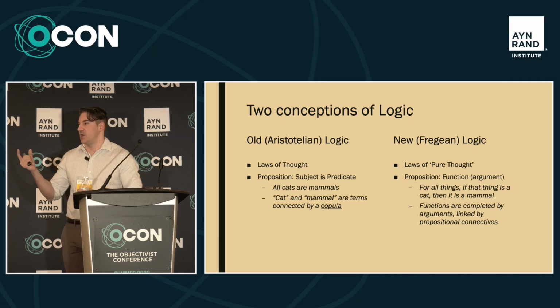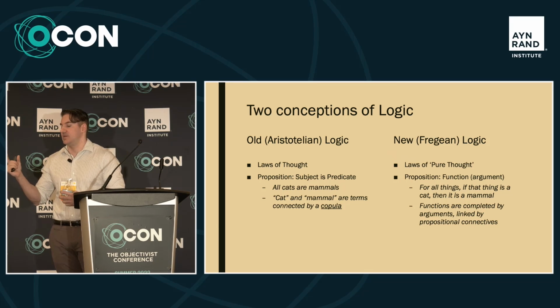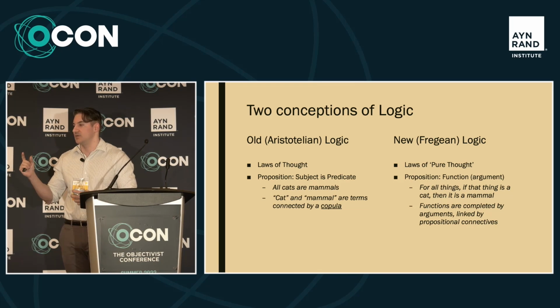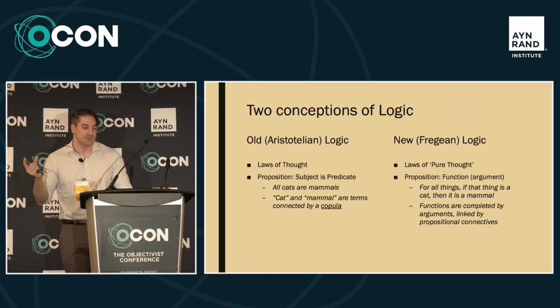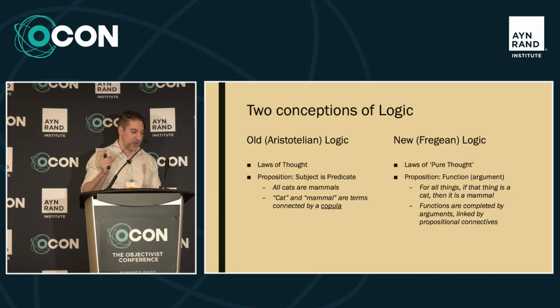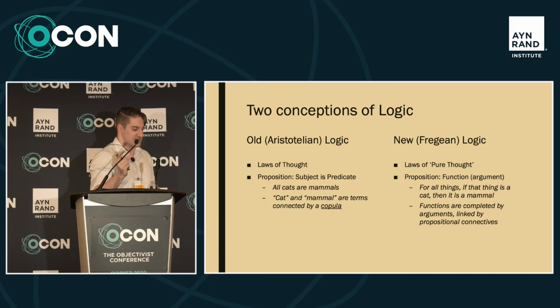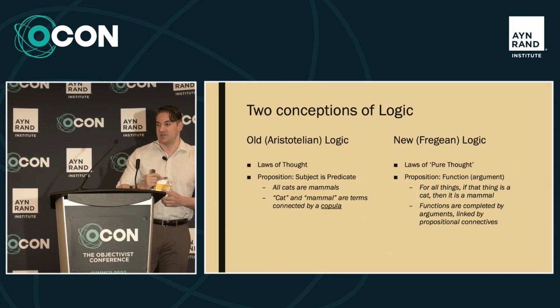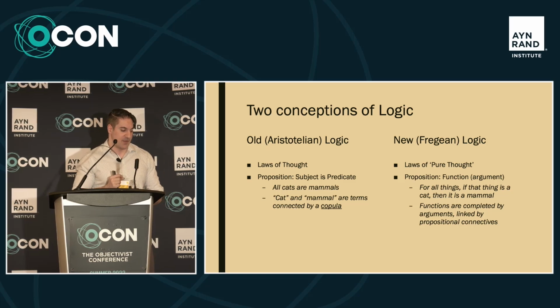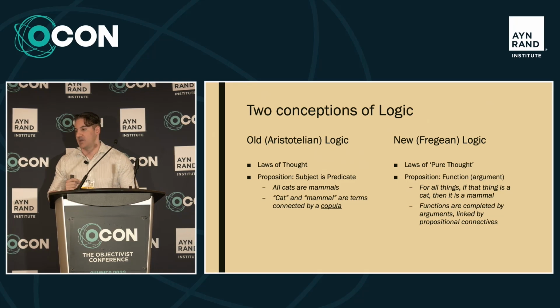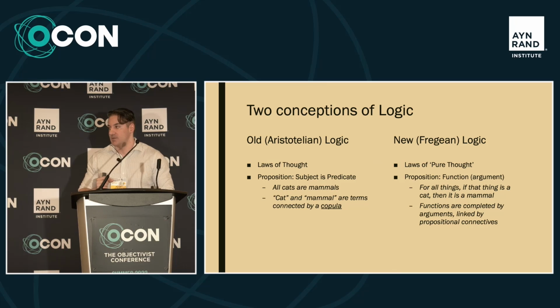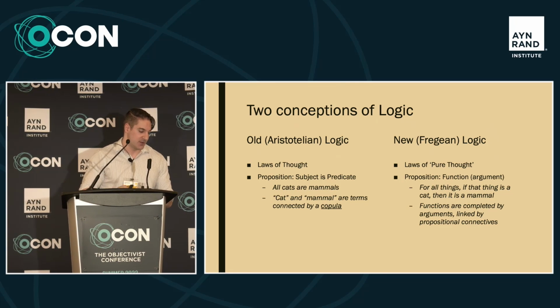And by itself, that's an incomplete thought. It needs to be completed by an argument. So "Izzy is a cat" completes the whole sentence, completes the whole proposition. That's why a sentence like "all cats are mammals" is rendered, for all things, if that thing is a cat, then it is a mammal in Frege's logic. We'll get into that in a little more detail in a moment.